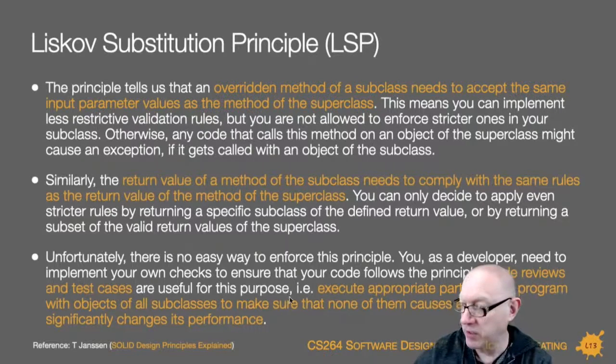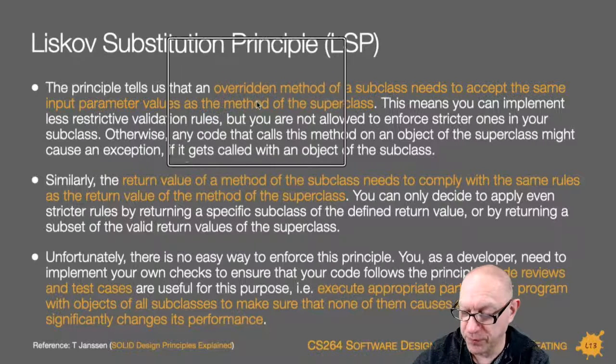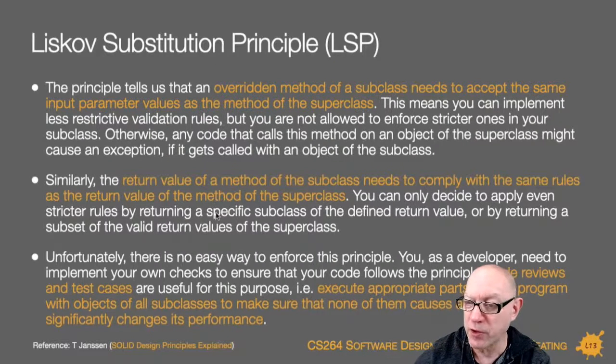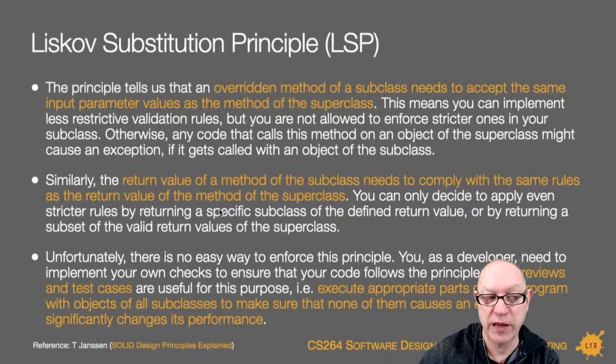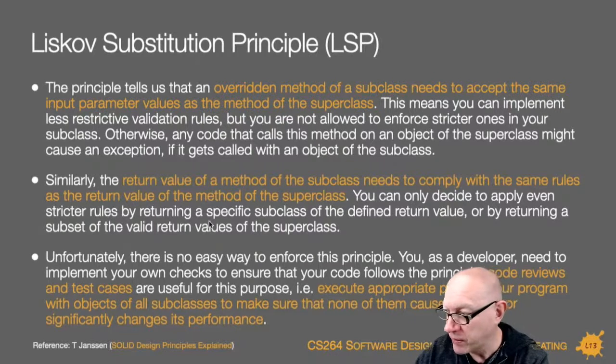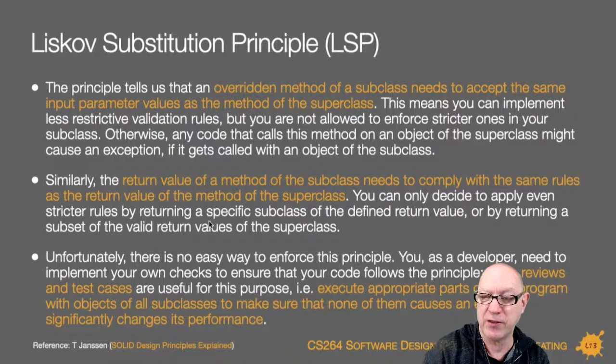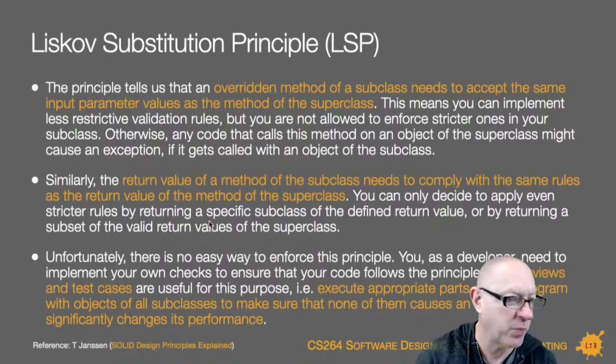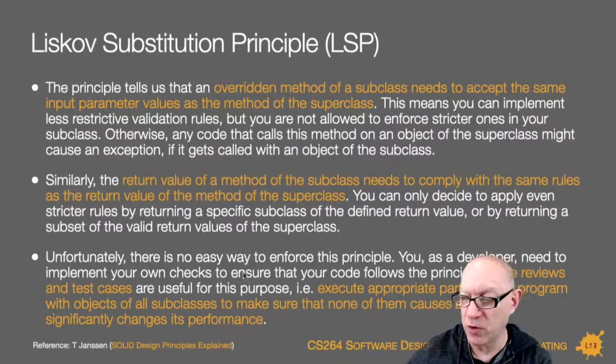Similarly, the signature and the return value of a method of the subclass need to comply with the same rules as the return value of the method in the superclass, the parent class. You can only decide to apply even stricter rules by returning a specific subclass of the defined return value or by returning a subset of the valid return values of the superclass. These are very specific rules and things that you can do and check, but there's no easy way to enforce this.